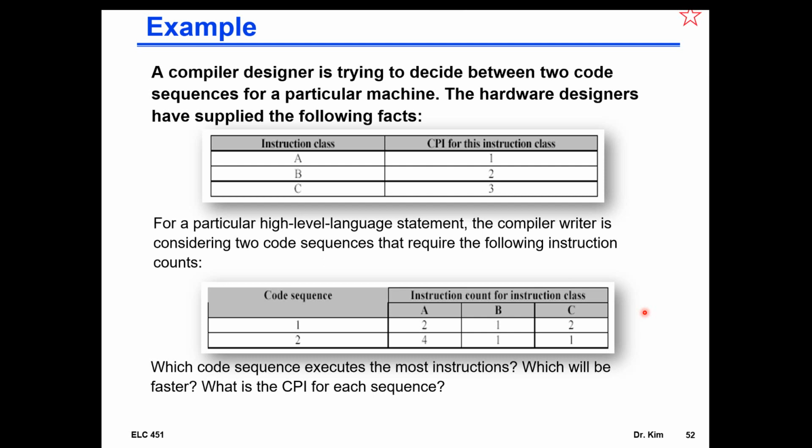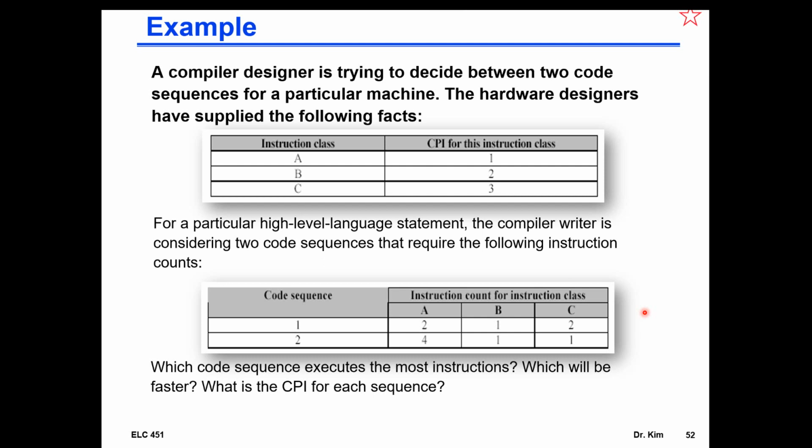So for class A, the CPI, or the clocks per instruction, is 1. So it takes 1 clock cycle to execute one instruction if the instruction is in instruction class A. If the instruction is in instruction class B, then it takes 2 clock cycles to execute that instruction. And if C, then it takes 3 clock cycles. Okay, so this is for some particular high-level language statement that is going to be translated into the assembly language or machine language of the CPU.